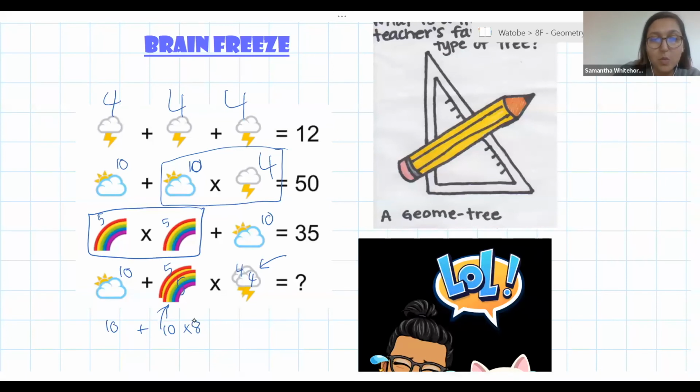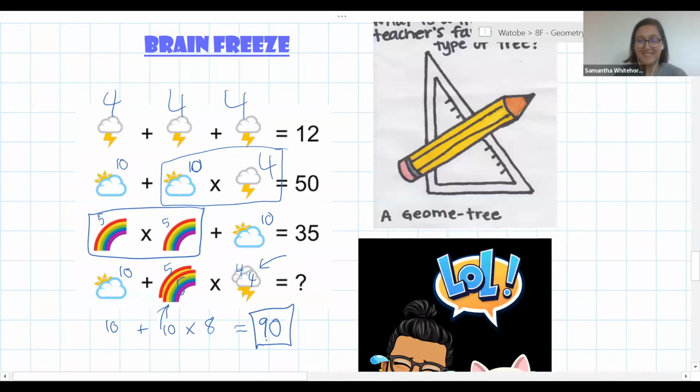Sorry, that went a bit weird there. But because I've got multiple storm clouds and multiple rainbows, I just need to be careful that I actually have a little bit more than what I initially thought. So that then means that we've got 10 times 8, which is 80, plus 10, which is 90. Awesome, well done. Thank you.